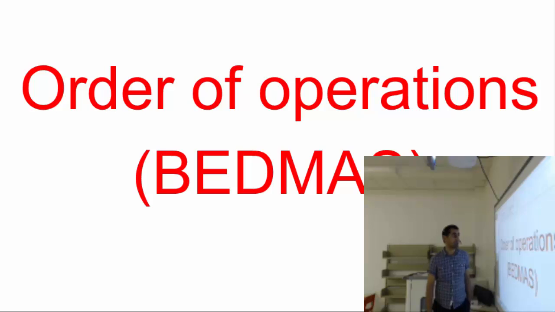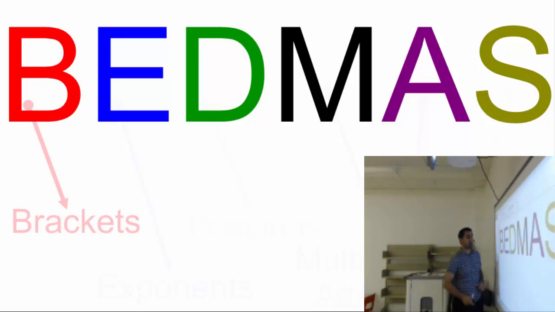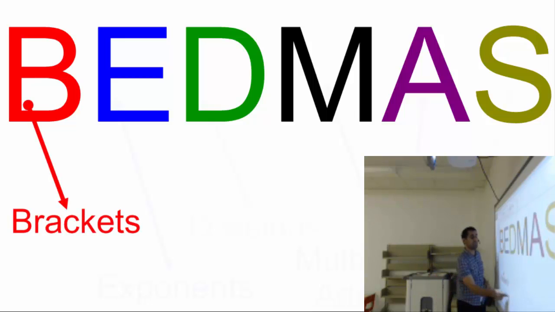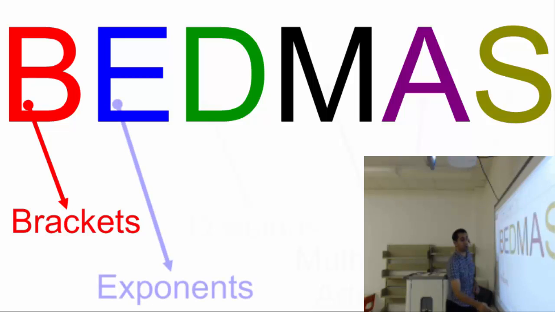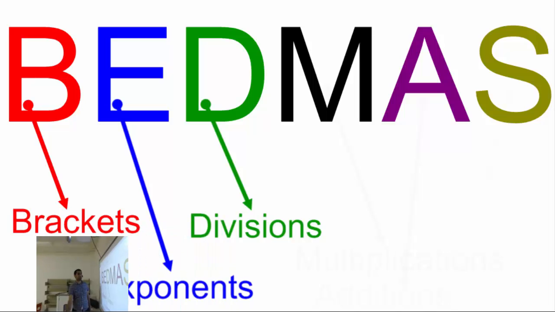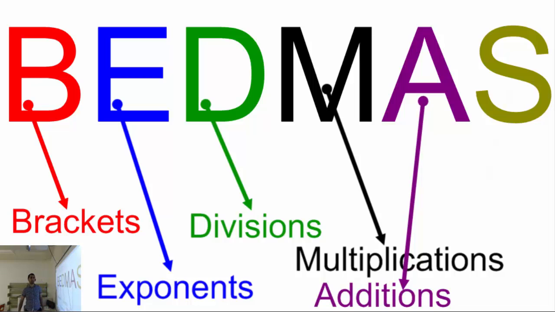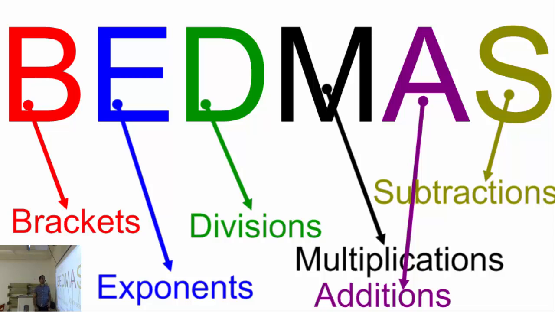Now, in this video, we're going to continue with order of operations BEDMAS. Very quickly, let's remember what BEDMAS means. B stands for brackets. E stands for exponents. D stands for divisions. M stands for multiplications. A stands for additions. Lastly, S subtraction. So, BEDMAS.